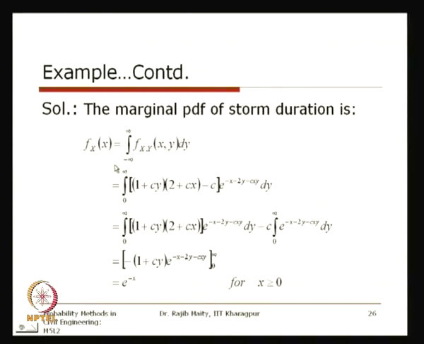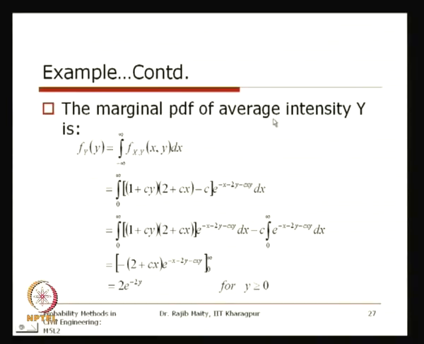So to get the marginal distribution, again we have to integrate over the entire range of y, and if we follow these integration steps, we will see that fx, the marginal distribution of x, comes out to be e to the power minus x for the range x greater than 0. And similarly, the marginal PDF of the average intensity y, fy, from minus infinity to plus infinity, if we do this integration step, we will get the marginal distribution of y equal to 2 e to the power minus 2y. So these are the intensities.